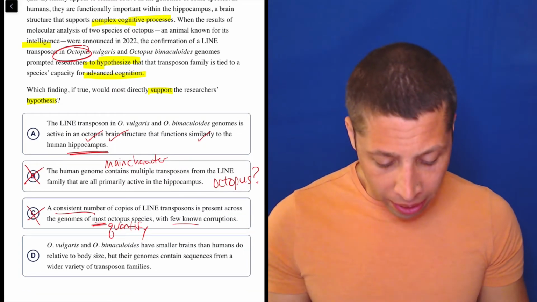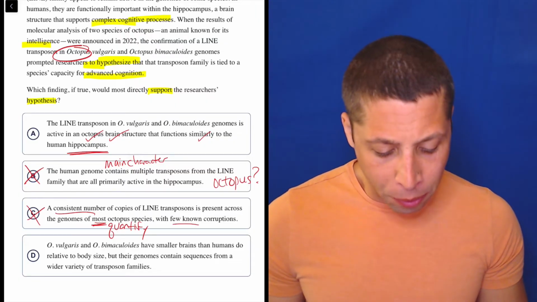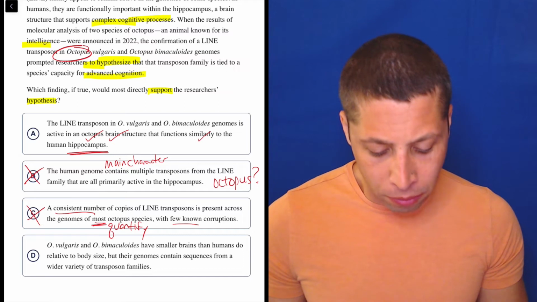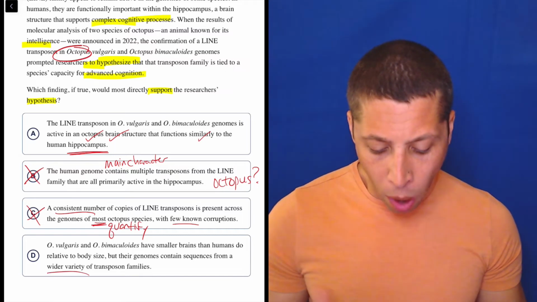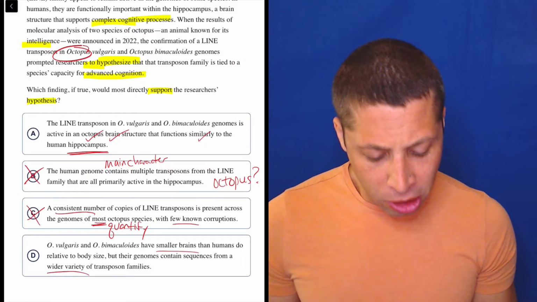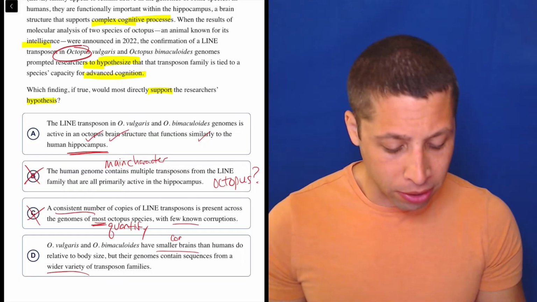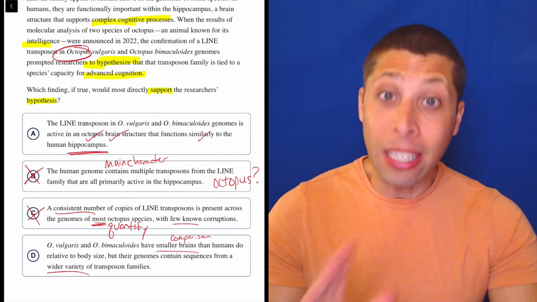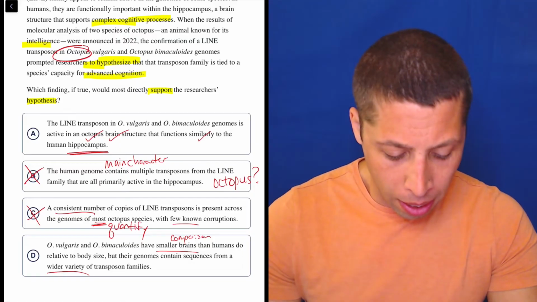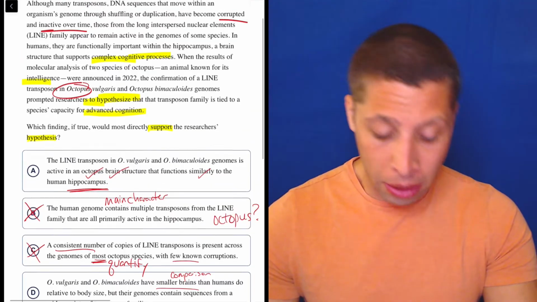D, ovogaris, and this other one I can't pronounce, have smaller brains than humans do relative to body size, but their genomes contain sequences from a wider variety of transposon families. So again, we have some quantifiers, right? A wider variety of transposon families, smaller brains. Maybe that's less about quantifying and more of a comparison, right? They were comparing humans and octopuses, or at least they talked about them both. Were they saying one was better or worse, bigger or smaller?